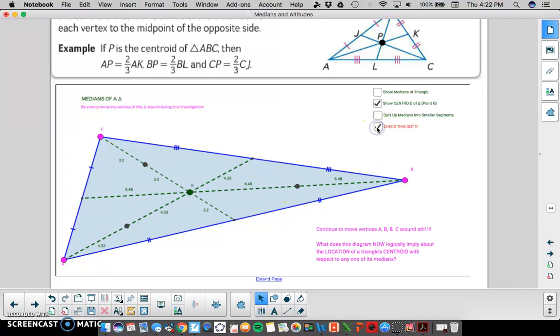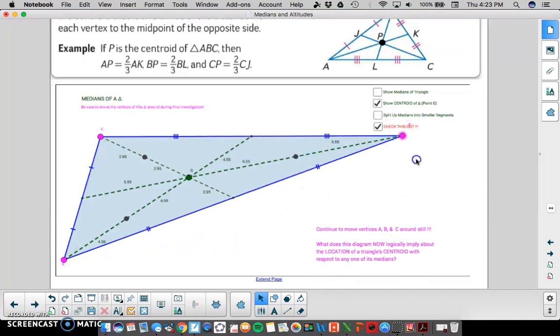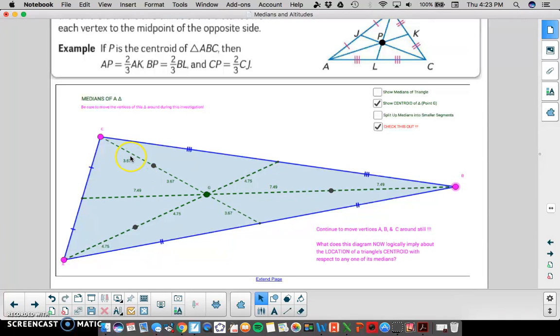Now notice when I check this last box, what it actually does is split those segments into 3 congruent parts. So I have 6.48, 6.48, and 6.48. That means the centroid is 2/3 from the vertex and 1/3 away from the side. Even when I move my triangle around, I can still see that no matter which median I'm looking at, that centroid is 2/3 away from the vertex.